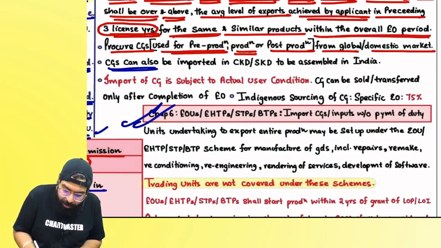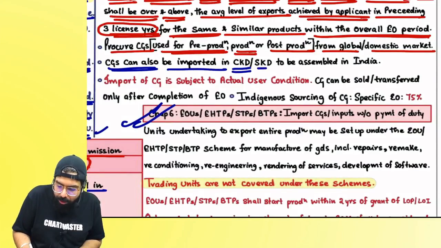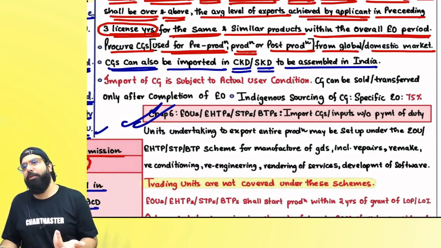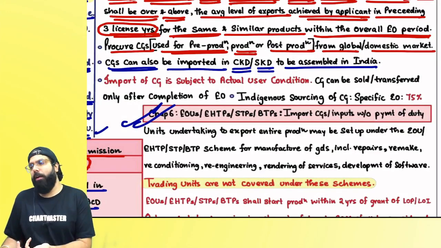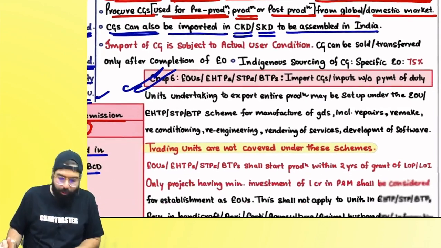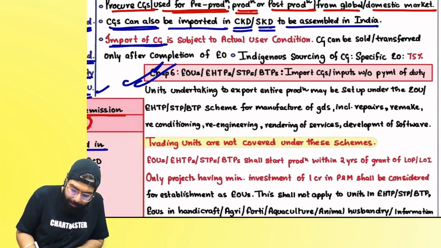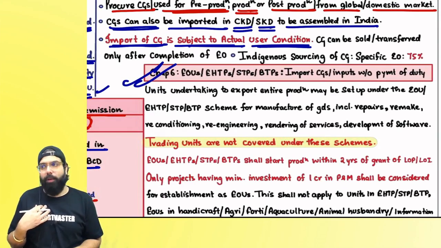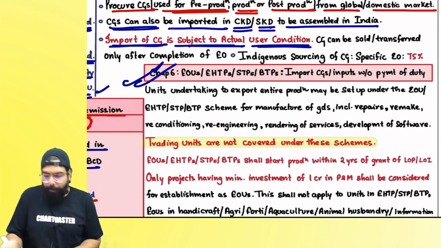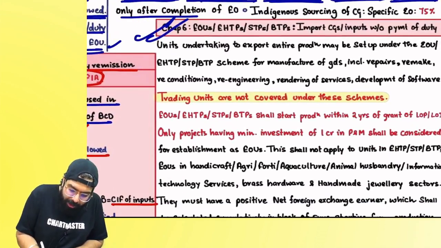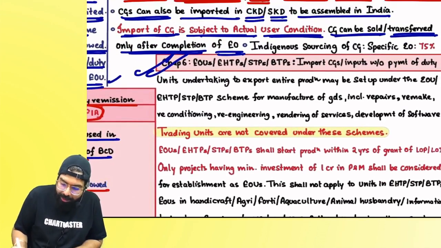Yes, sir. Now, they are going ahead and telling, capital goods can also be imported in complete knockdown or semi-knockdown to be assembled in India. You got a big plant and machinery from outside India and you have got it completely broken down. You can assemble it in India also. They are going ahead and telling, import of capital goods is subject to actual user condition. If I am being given the authorization, only I can go ahead and import. Capital goods can be sold or transferred only after completion of the export obligation.